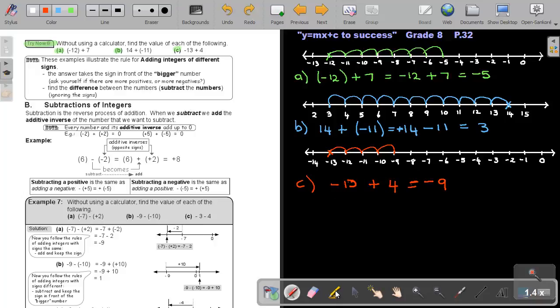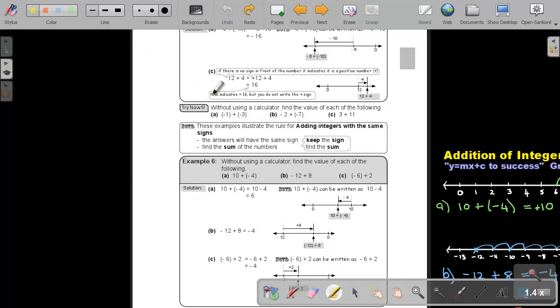I want you to take note of the following. The example illustrates the rule for adding integers of different signs. The answer takes the sign in front of the bigger number. It's actually just the bigger unit, and you grab the sign in front of it. So it's actually asking yourself if there are more positives or more negatives. Find the difference. Remember, difference means subtraction between the numbers. So let's go back and see if we can follow this rule without a number line.